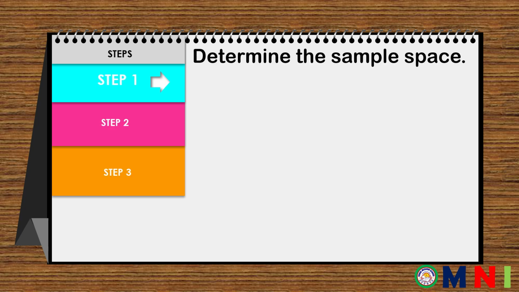Step 1. Determine the sample space. Based on the given, we let R represent the red ball and we let B represent the blue ball. Also in the given, we are asked to draw 2 balls in succession without replacement. So we have here the first draw and the second draw. In the first draw, there are 2 possible options. It could be that in the first draw, you will pick a red ball, or it could also be a blue ball.